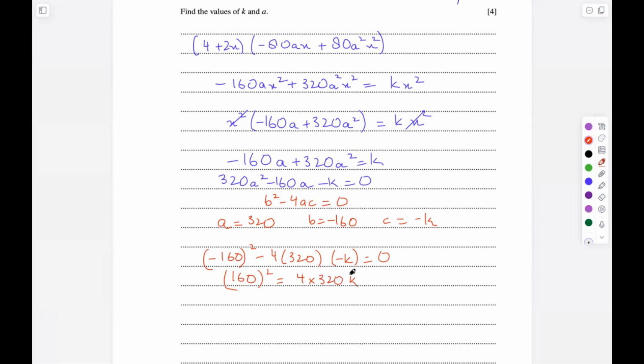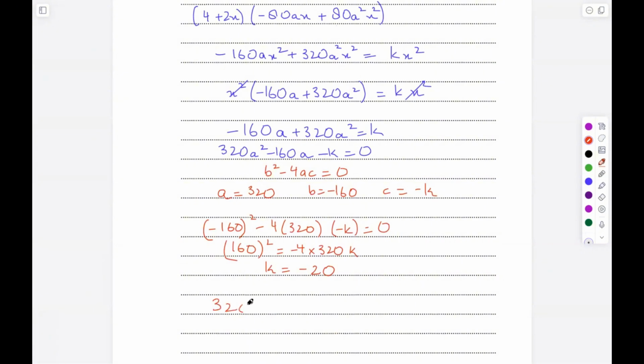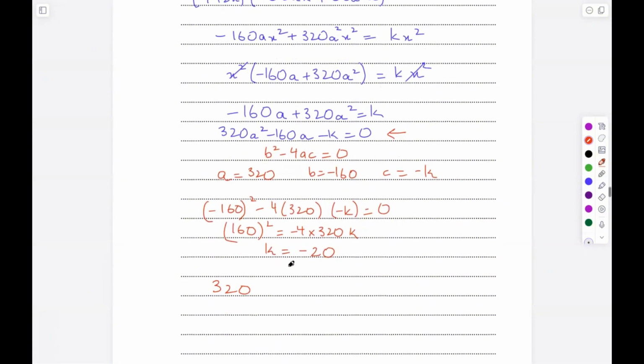Solving this, 160 whole squared divided by 4 into 320, so the value of k will be equal to, this will become a plus over here and when we take it to the other side, this will be a minus. So the value of k will be minus 20. Now once we have the value of k, we can substitute this into the equation to find the value of a. So in this expression, we'll substitute the value of k. This will become 320a squared minus 160a and k is minus 20, so this will become a plus 20 equals 0.